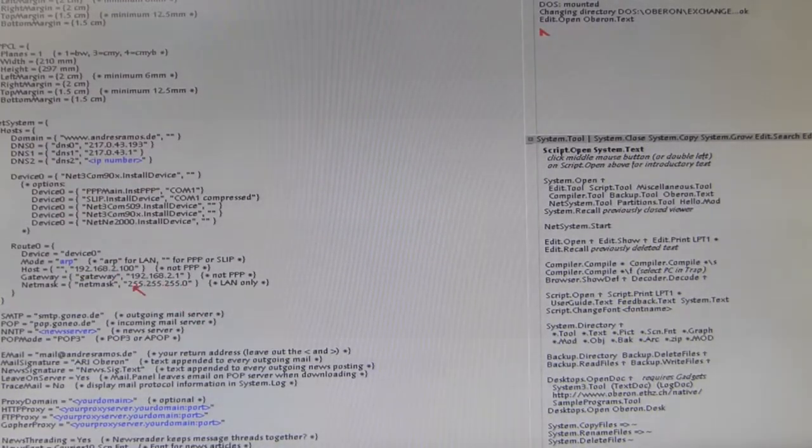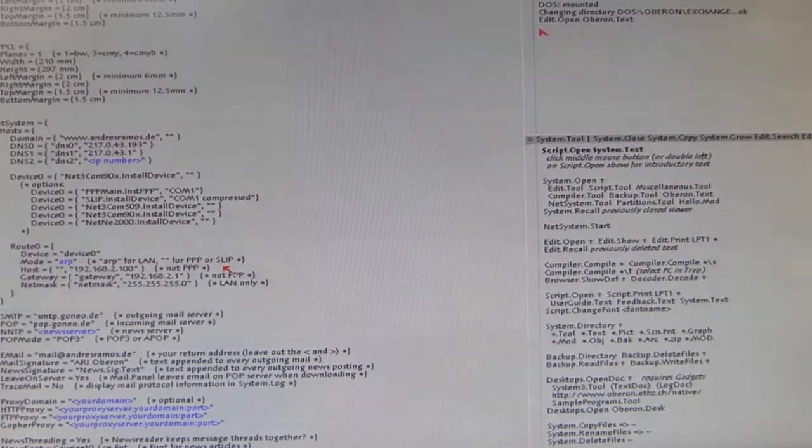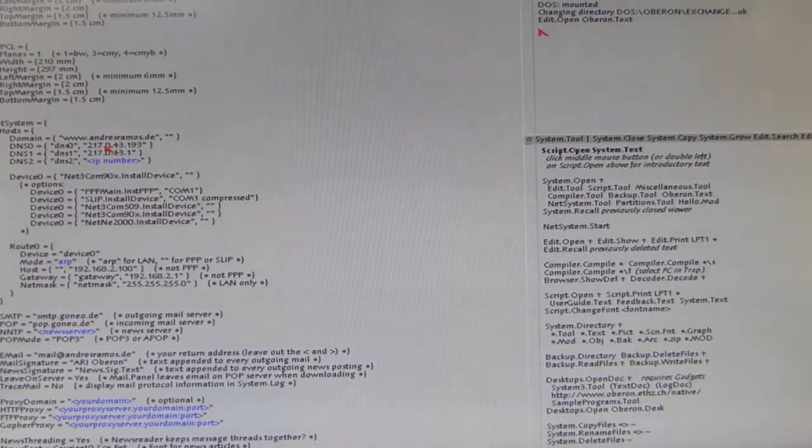Then we have a gateway address and we have a net mask. And now I'm going to tell you one by one where we can get all this information. So let's start first with the top line, finding out what the IP addresses of the DNS servers are.